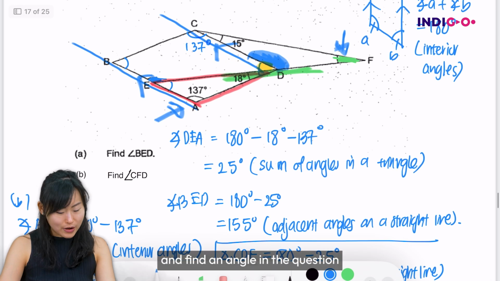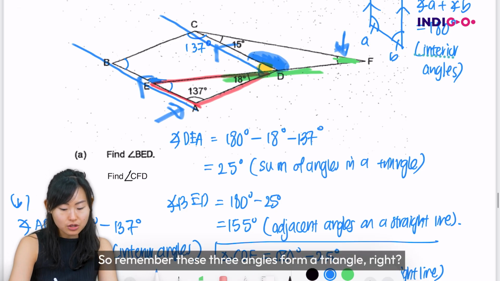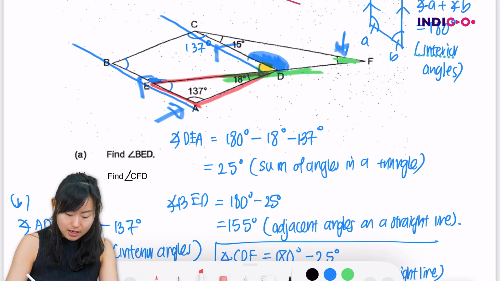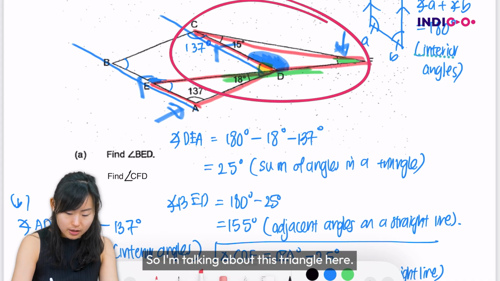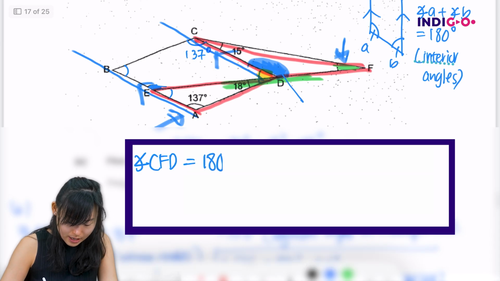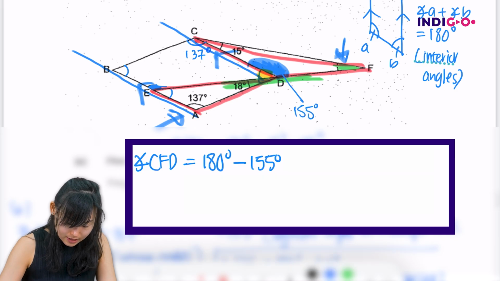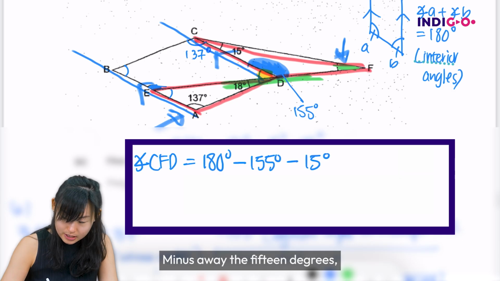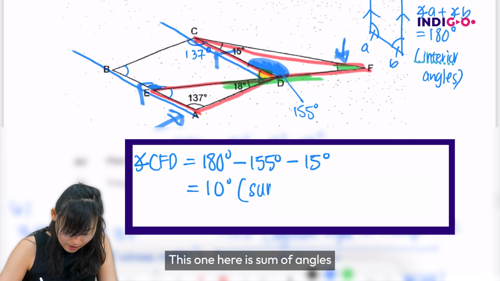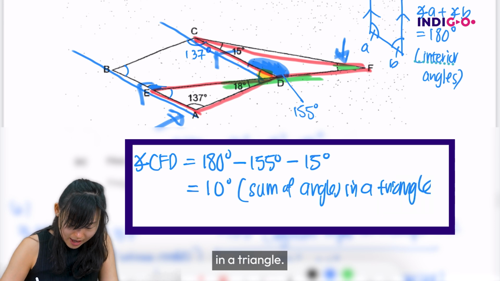Now we're ready to go and find the angle in question, which is angle CFD. So remember, these three angles form a triangle, right? Let me just mark out the triangle in red. So I'm talking about this triangle here. Angle CFD would just be 180 degrees minus 155 degrees minus the 15 degrees, and that's going to give you 10 degrees. This one here is sum of angles in a triangle.